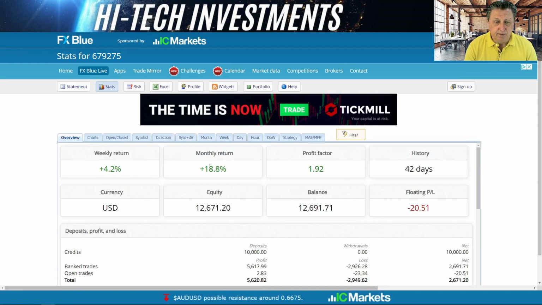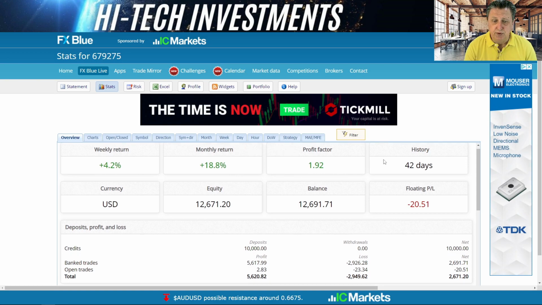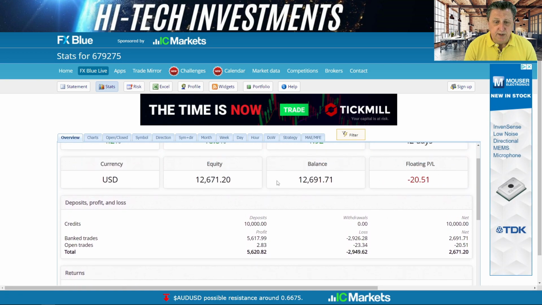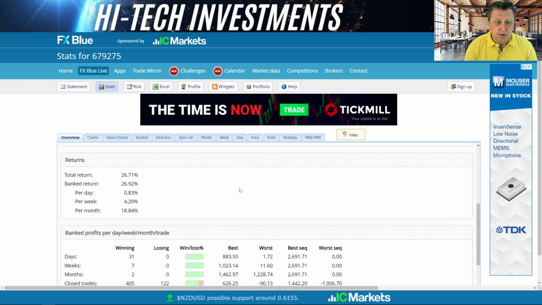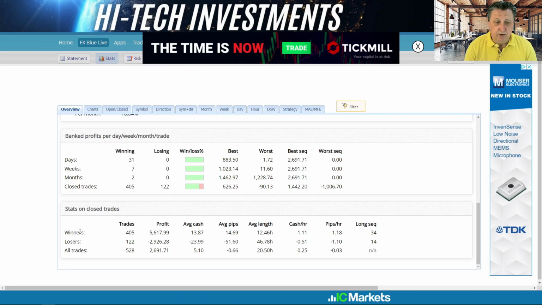And again, here we have the weekly returns, monthly returns, similar to what I just showed you before. History of 42 days. Floating profits is down at $20, but definitely not something to be concerned about. Winning days, we have 31 winning days here at the moment. We have 7 winning weeks, and we have no losses at all. 2 winning months also. Closed trades, we have 405, and we have lost 122 of them. And then in here, we can again see winners, trades 405, losers, and all trades 528.